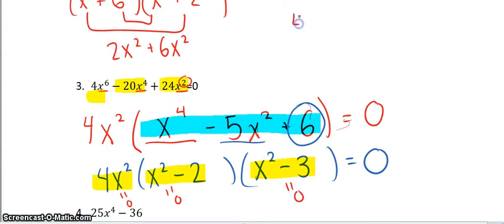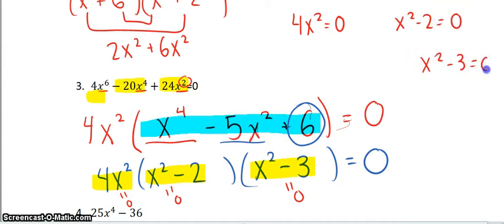Okay, so one equation is 4x squared equals 0. One equation is x squared minus 2 equals 0. And one is x squared minus 3 is equal to 0. These are all quadratics that you should know how to solve. So I'm going to pause the video. I want you to go ahead and solve them, and I'll come back with the solutions.